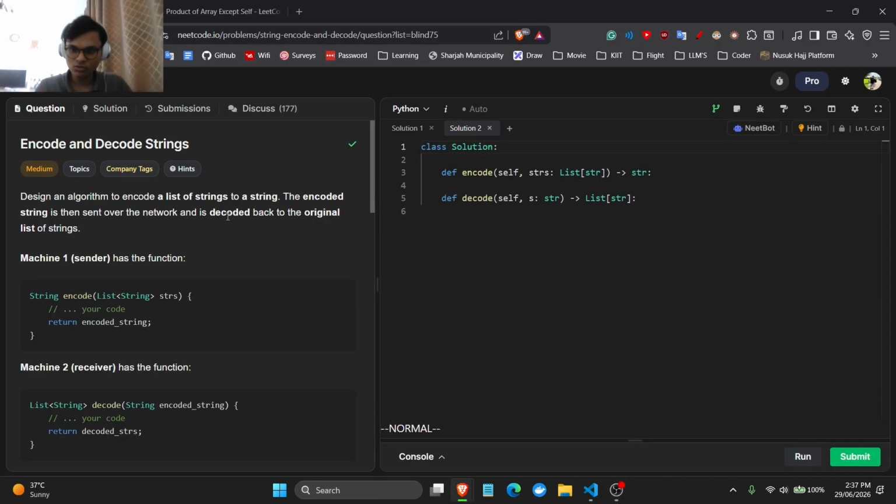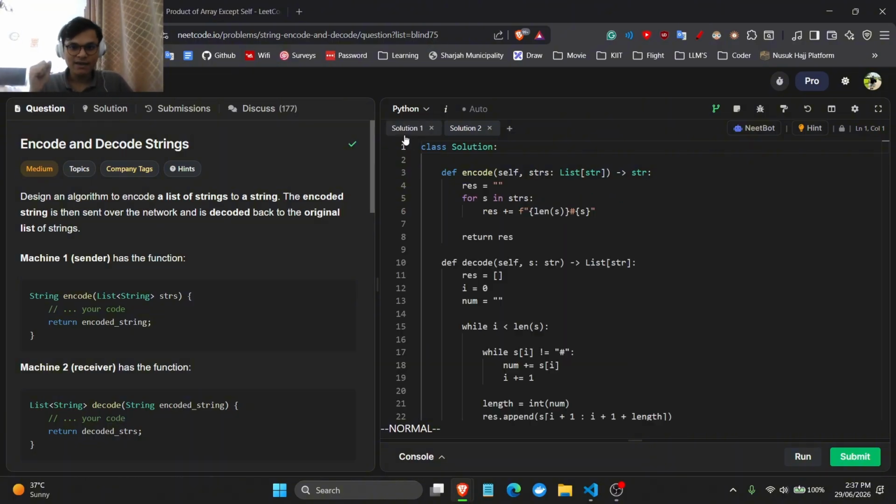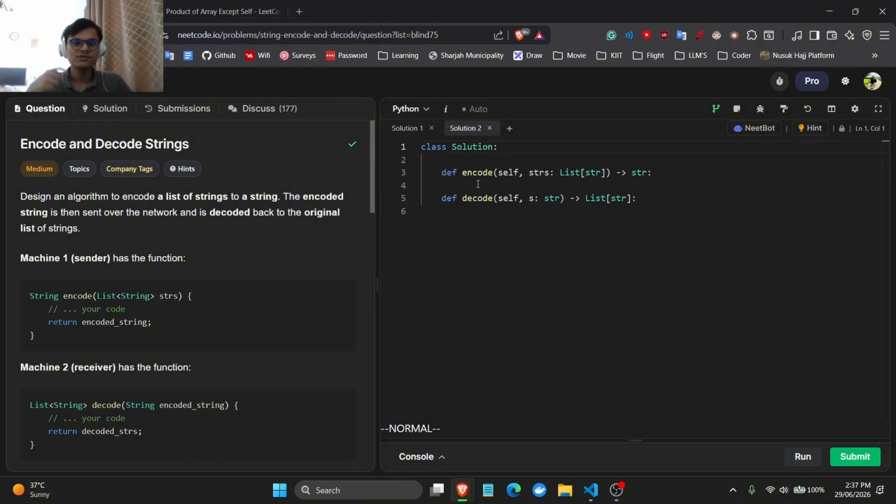So I'll be doing Encode and Decode Strings. I have solved this before, so I just want to see if I could recall the solution. If I can't, then that would be kind of bad. But I just want to see if I could recall the solution and then work my way from that. So let's see.